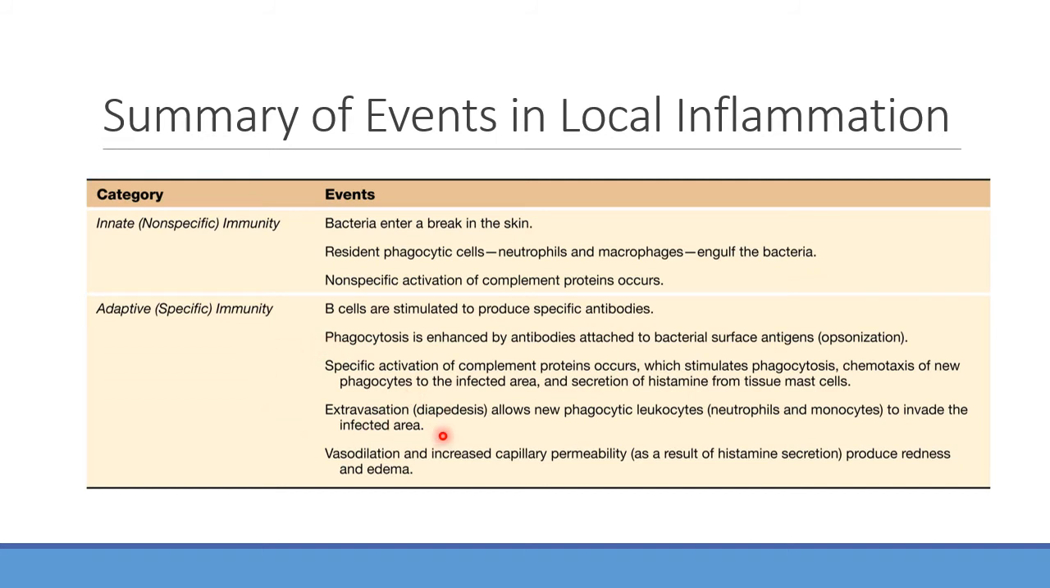I mentioned extravasation, that diapedesis was what allows those new phagocytic cells to cross those capillaries. And again, when you have things like histamine causing vasodilation, it increases the size of those gaps and makes it easier for those cells to cross, which is very useful there. And again, redness, warmth, swelling, pain, that is all what you would expect to see in a normal local inflammatory reaction.